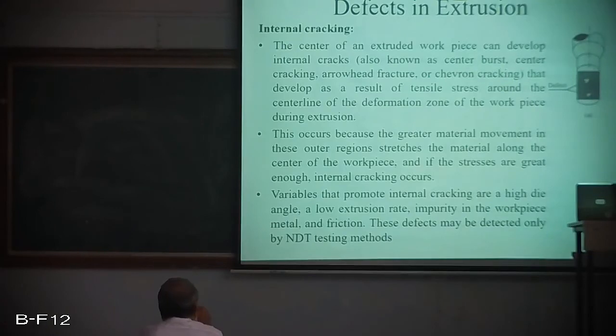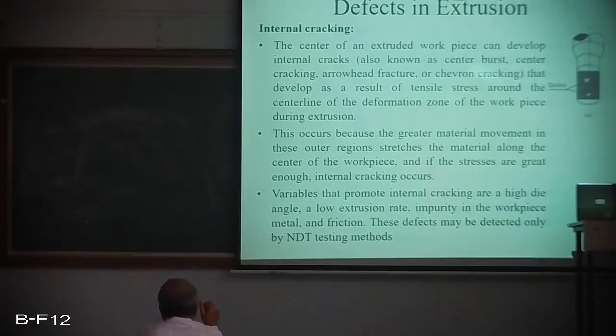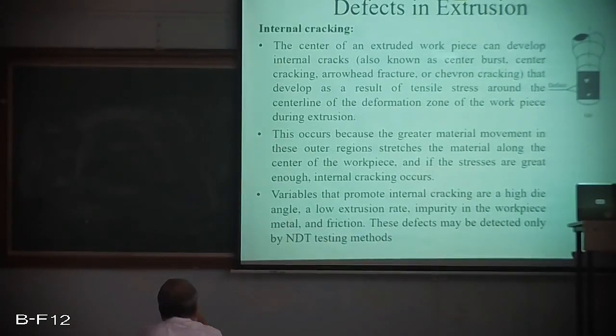Variables can also contribute to internal cracking. These variables are high die angle, low extrusion rate, impurity in the workpiece metal, and friction. These defects may be detected only by non-destructive testing methods. So these are subsurface defects.